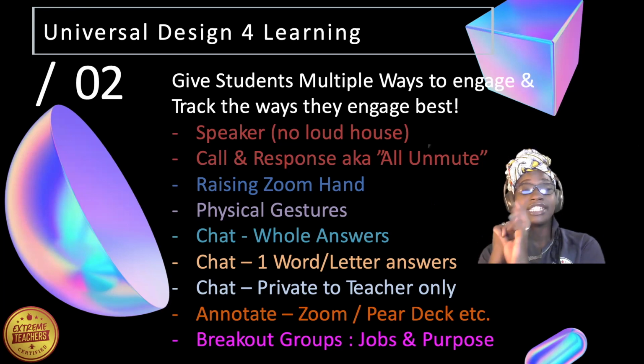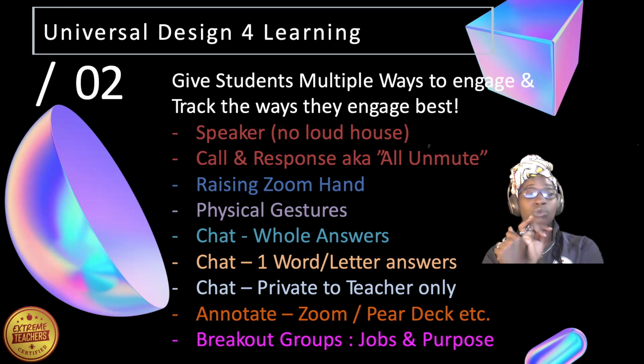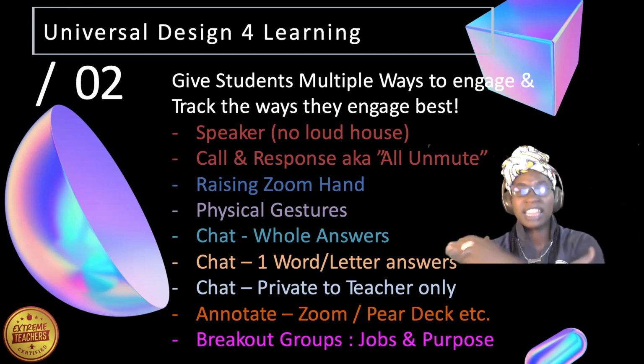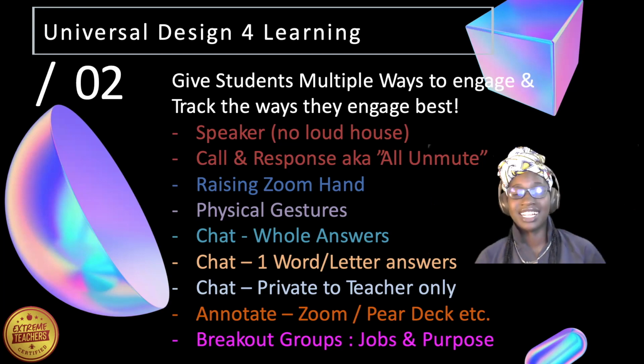Now, if a student does not have the ability to type quickly or write full sentences in the chat, they don't have to write. They don't have to speak or unmute if they're having any issues with that. All they have to do is show me physical gestures on the camera, right? You can even do thumbs up, thumbs down. But I like things that are more specific to your content.